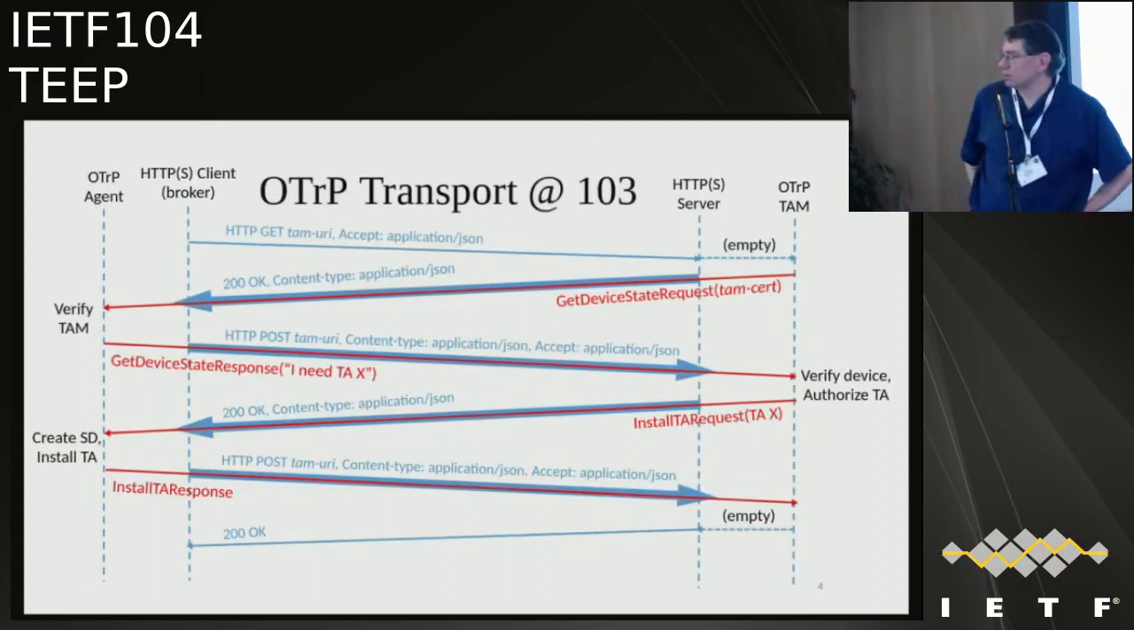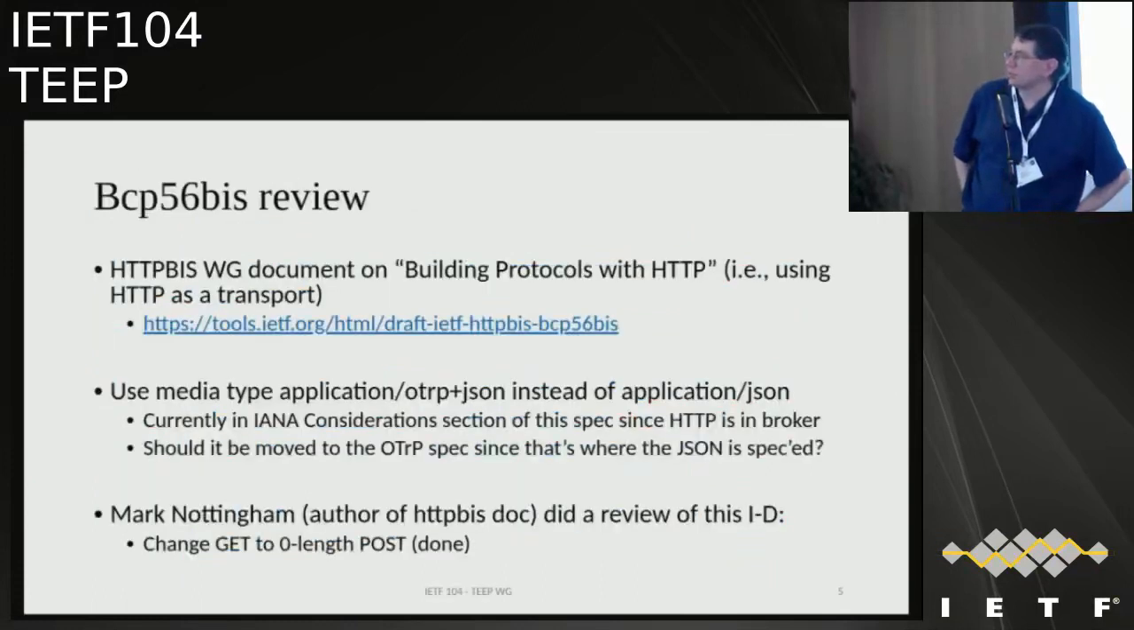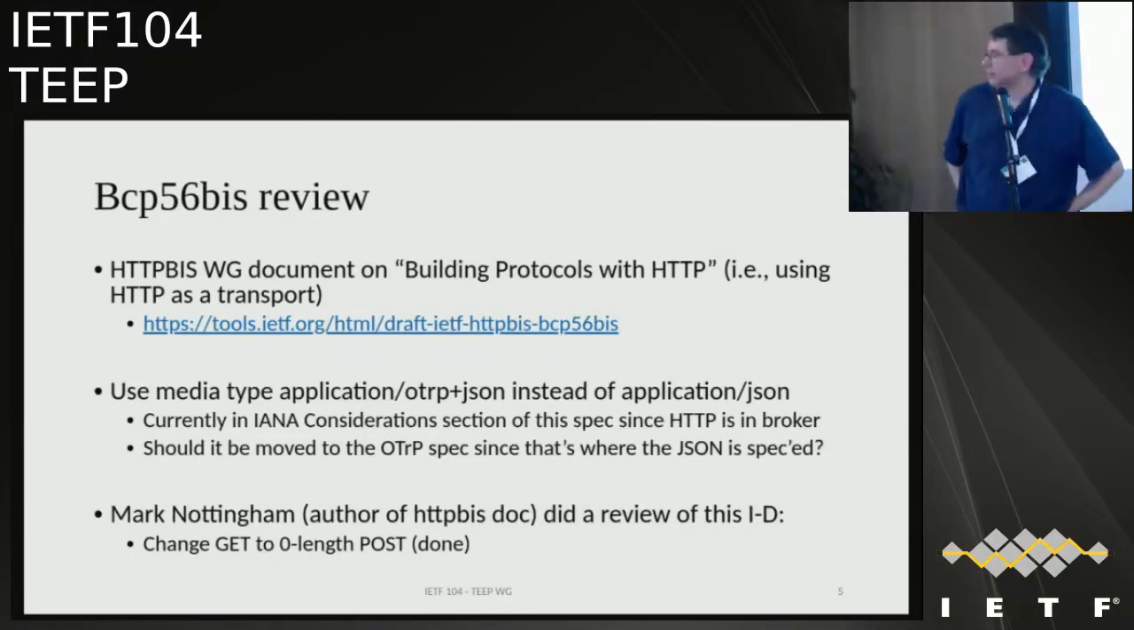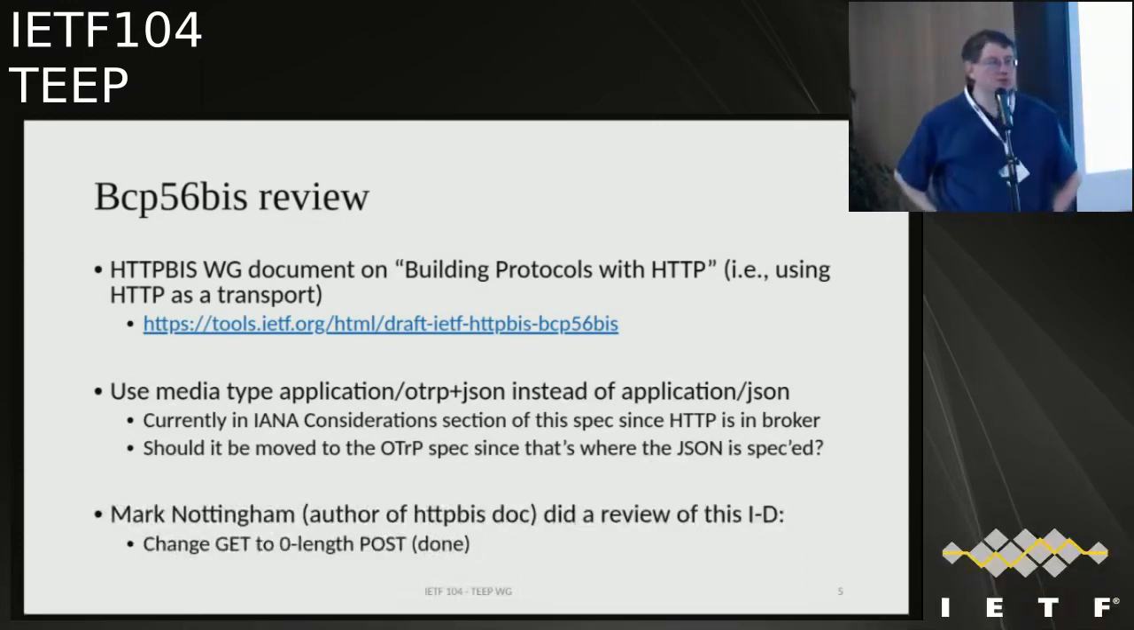Changes from 00 to 01 in between last IETF and this IETF. The HTTP BIS working group has this document that's updating BCP 56, which is building protocols with HTTP. So it's intended for the rest of IETF. Anybody that wants to use HTTP as a transport should be paying attention to BCP 56, and they're updating it. That's an active discussion there, and in fact, I think it was only like a 10-minute discussion on the agenda for this week, which means they're almost done with it.